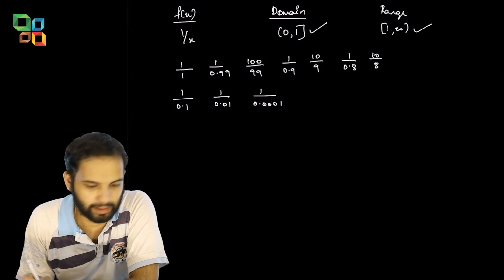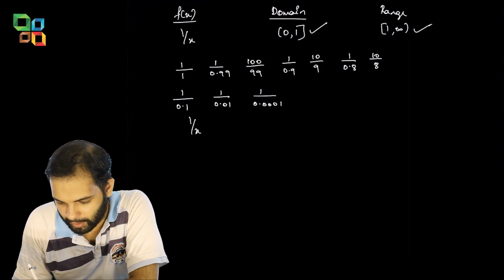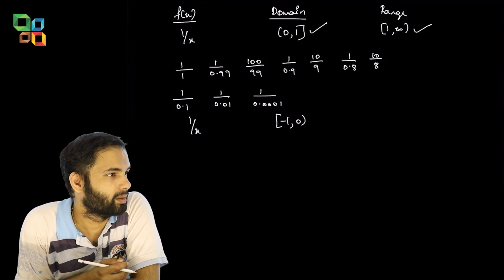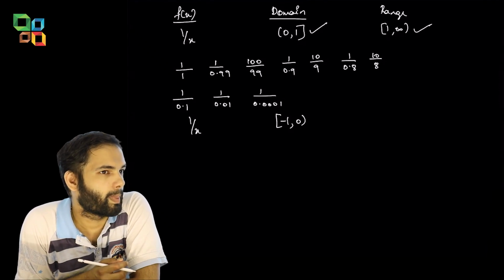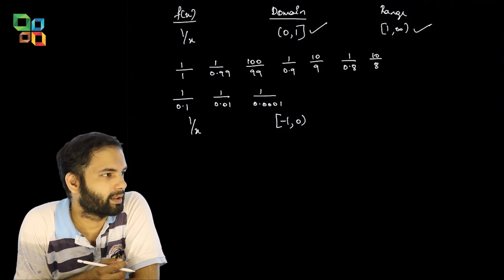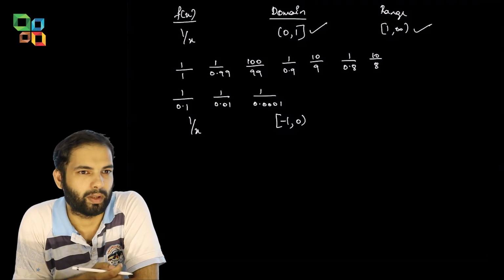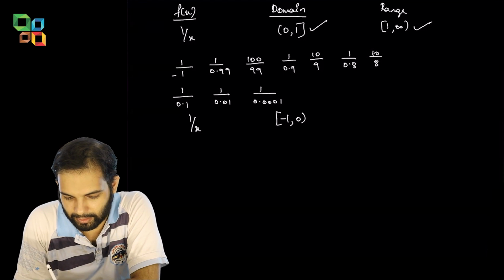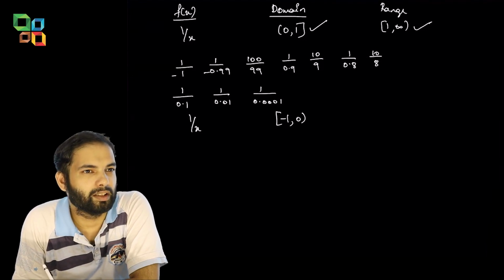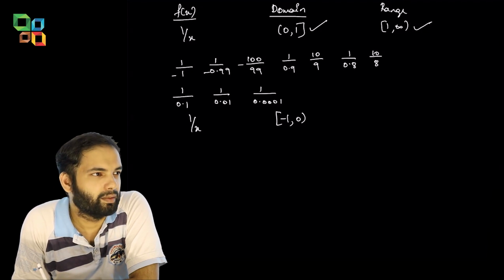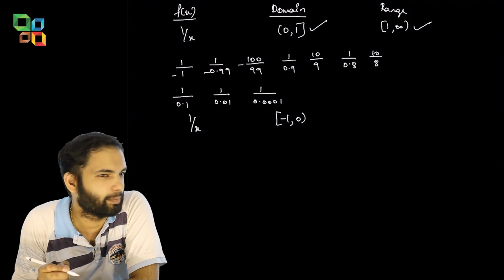Is it clear? So again 1 by x, if it's from -1 to 0, I'm not including 0 anyway because it's not defined at 0. So I'm excluding 0. What happens if I take -1 to 0? The range is minus infinity to -1. Same logic again, same numbers you can take with a minus sign. So 1 by minus 0.99 is minus 100 by 99, correct? Which is again minus 1 point something, less than -1.